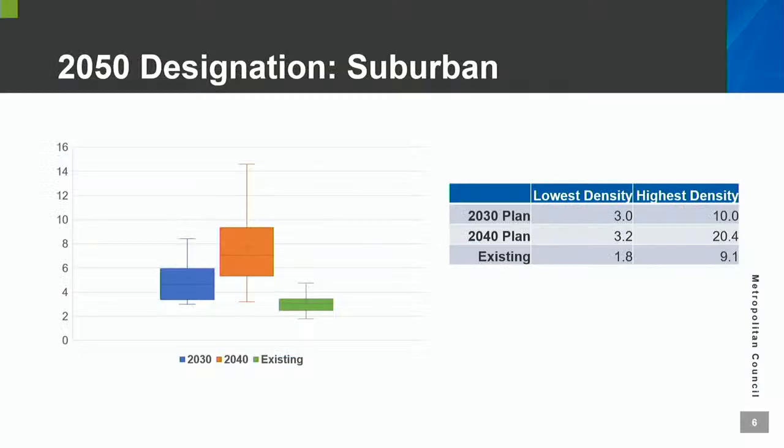Moving forward to the next designation, that's the suburban designation. In the 2030 plans, these designations were both developing and developed communities. In the 2040 plans, they were mostly suburban. There were a couple of suburban edge and a couple of emerging suburban edge communities that are now identified as suburban in the 2050 designations. The lowest densities in both the 2030 and 2040 plans were just 3 or just above 3, but the existing density is much lower than that. Again, I want you to look at the trend of the densities in the charts in the 2030 and 2040 plans and where the existing density generally tends to fall.